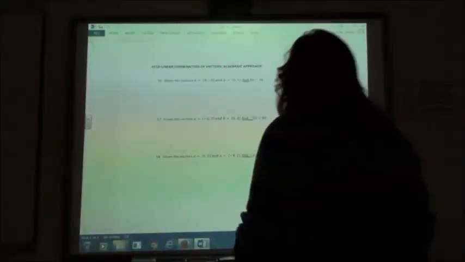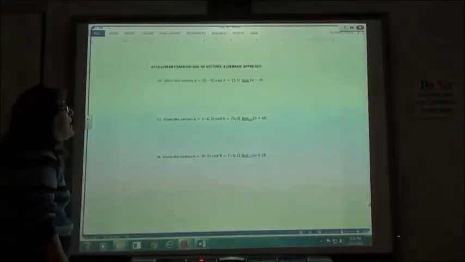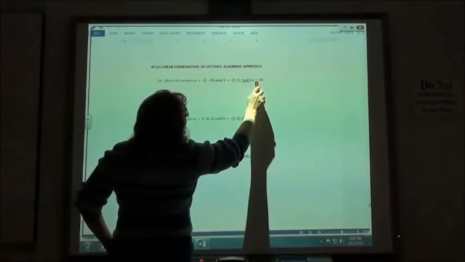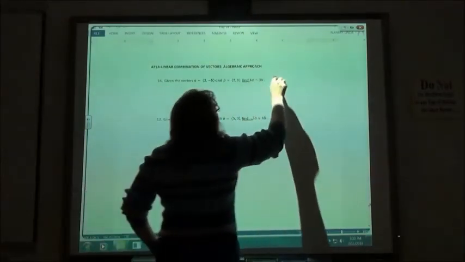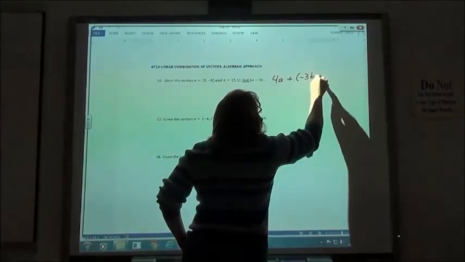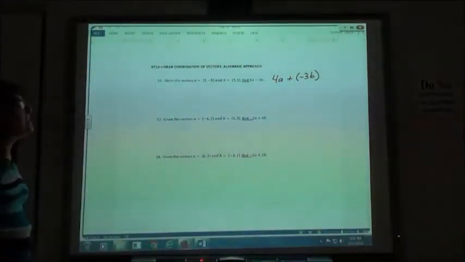16, 17, and 18. Now we're going to find 4a minus 3b. So what we're going to do is take 4 times the a. We're going to take -3 times the b, because this would be 4a plus -3b. And then we're going to just add our two answers together.